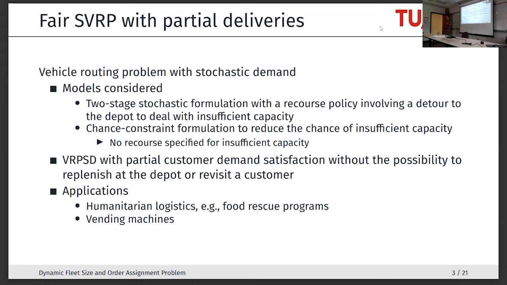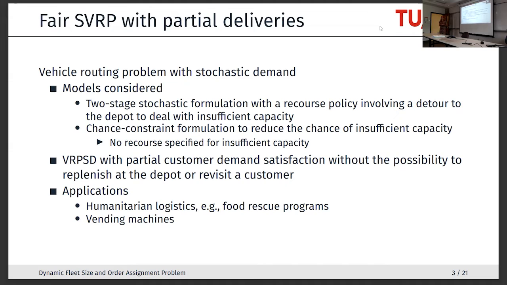The idea here is that if you look into vehicle routing with stochastic demand, you often see in the literature that it's been covered in one of 2 ways. Either by using a 2-stage stochastic formulation with a recourse policy, where the recourse policy often involves a detour to the depot. So in the first stage, routes are planned, in the second stage, they're executed, and whenever there's insufficient capacity, the vehicle will return to the depot to get some additional capacity. Different policies exist for when it returns to the depot in the route, but that's the general idea.